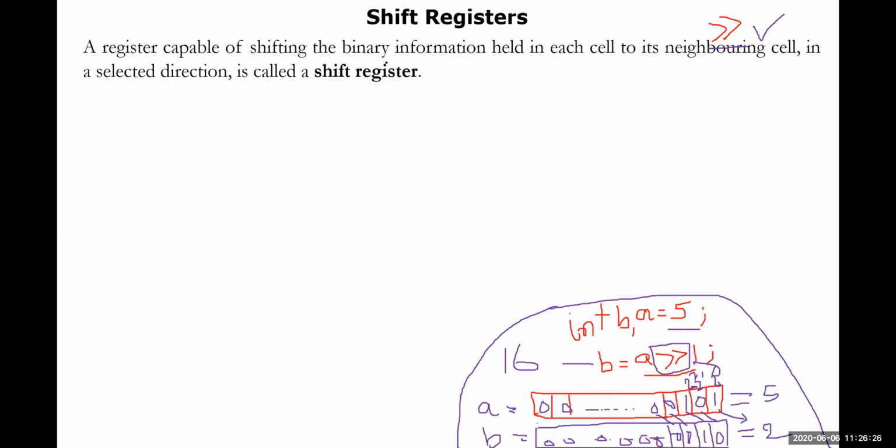A register is capable of shifting binary information in either direction, either right side or left side. If it is directed towards the right side, that is called a right shift, and if it has the capability to move left, then it is called a left shift. We are supposed to discuss only the right shift here, not the left shift: a unidirectional shifting operation.